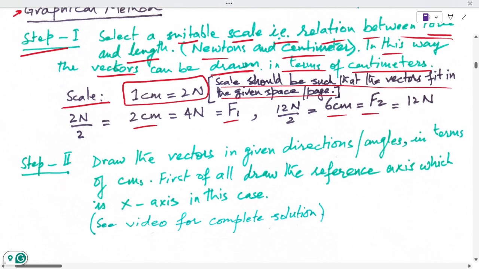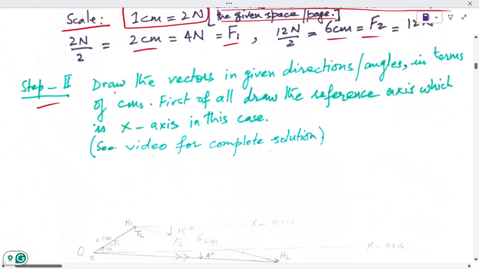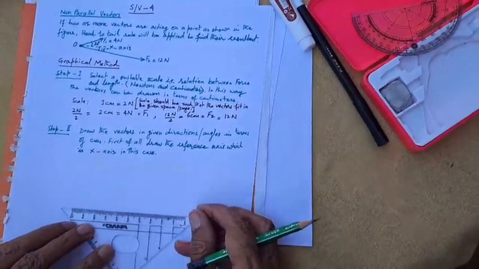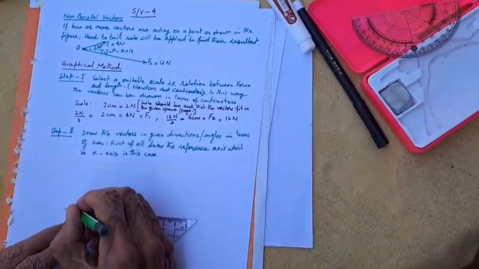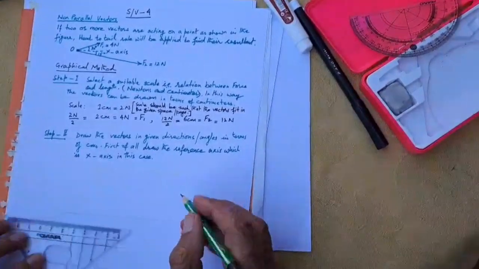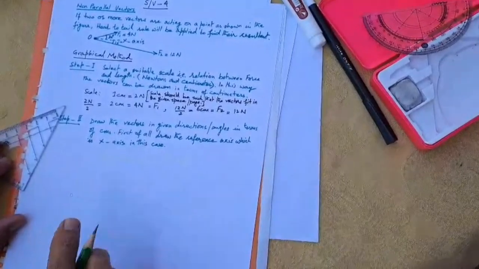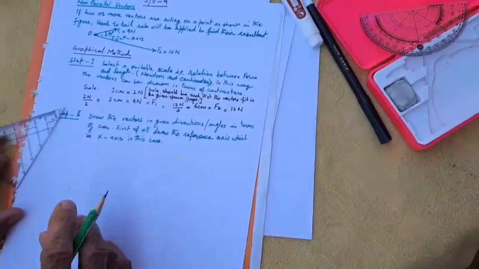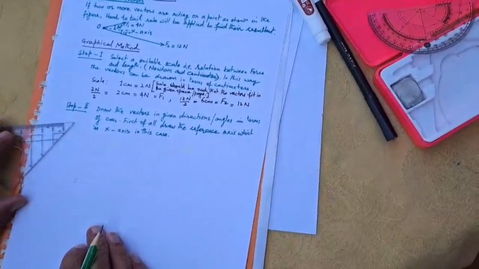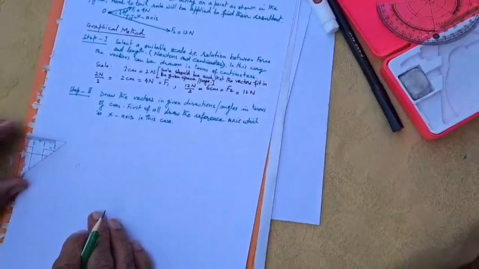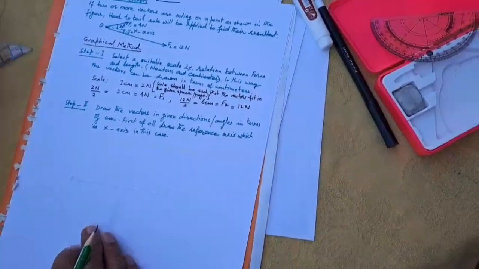Then step 2 is to draw the vectors head to tail in given angles and directions. So you can watch the video in which I have drawn the head to tail. Okay, now I am drawing the reference axis, which is x-axis. So here is the x-axis and here is the point O from which the vectors are emerging. This one is point O. So I take F1, which is at 30 degrees to the x-axis. I have to draw the angle 30 degrees first.